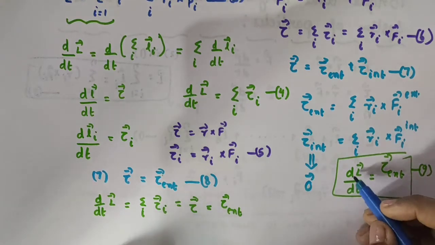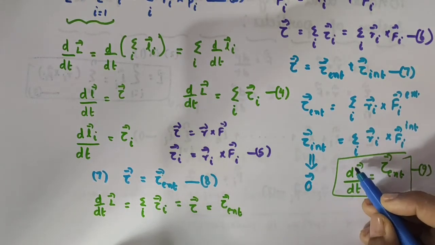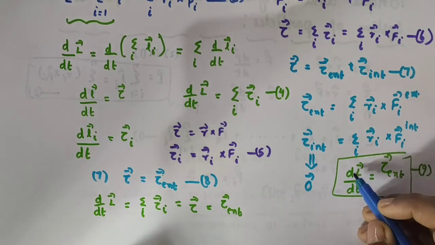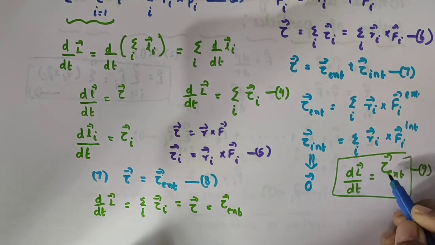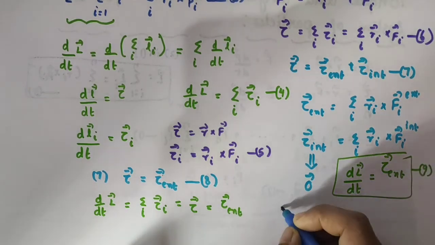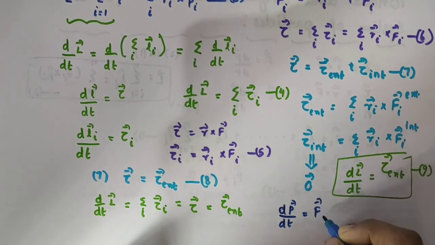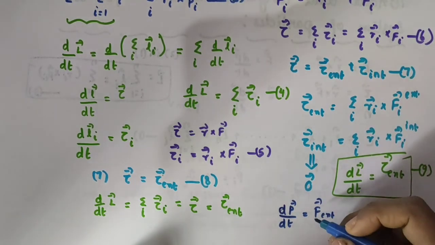That is, the time rate of change of the total angular momentum of a system of particles about a point is equal to the sum of the external torques, the torques due to the external forces acting on the system, taken about the same point. For a system of particles in translational motion, we have d vector p divided by dt is equal to vector f external. That is from Newton's second law.